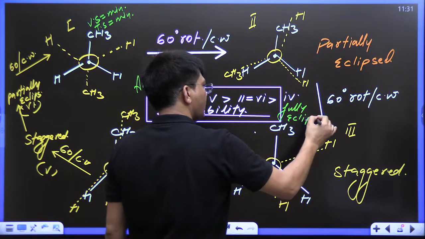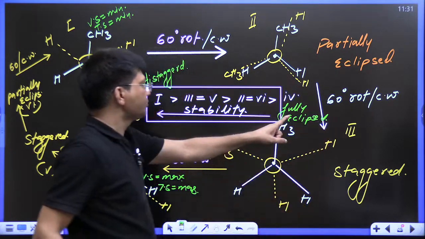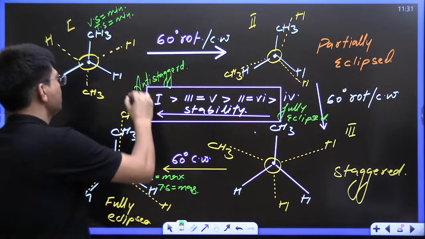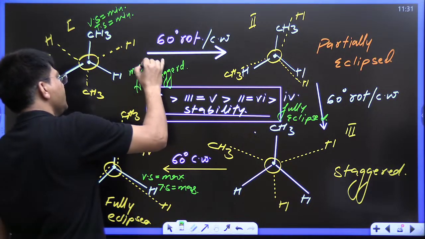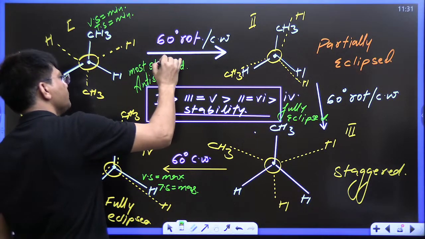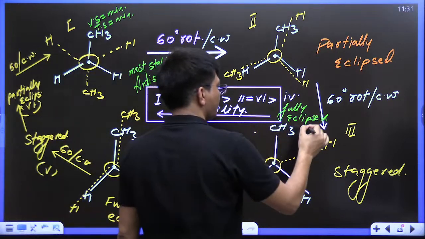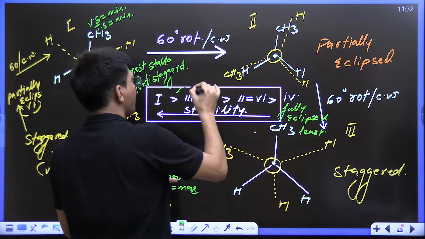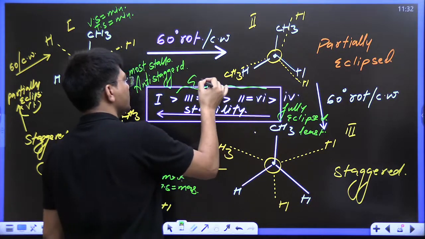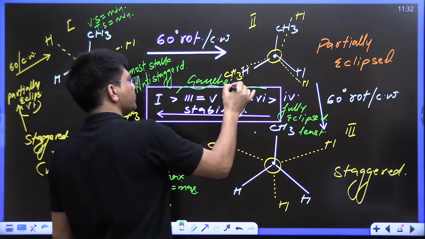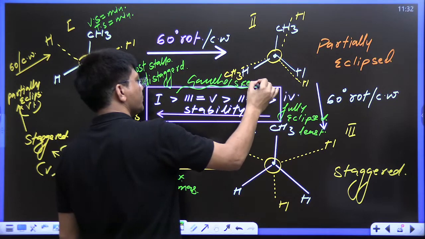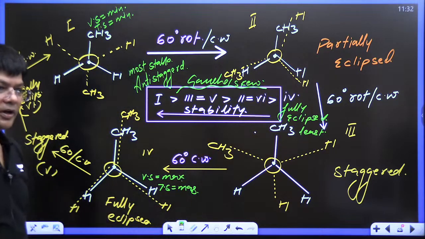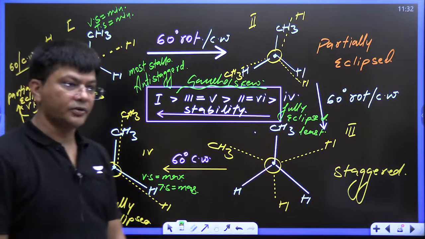One kid has asked about Gauche form. Fully eclipsed means least stable, and anti-staggered most stable. Whatever forms lie in between most stable and least stable, they all are known as Gauche or skew forms. Everyone is able to understand, kids? Do let me know. Yes, you got it.